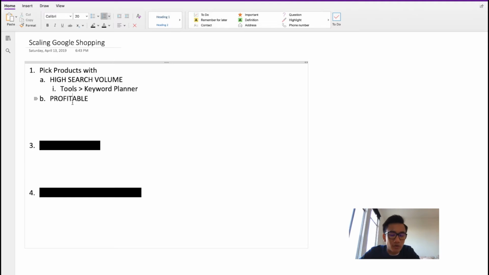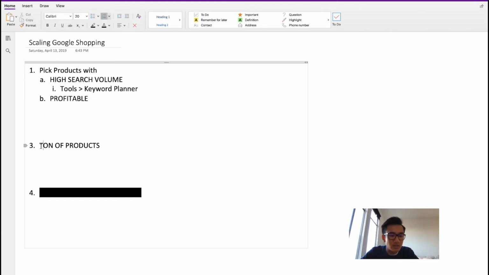Secondly, the product has to be profitable. A lot of the times you go to Google Shopping and you search up fidget spinner. The fidget spinner is going to cost like $4, and on AliExpress it's going to be, for example, say $3. There's going to be ad costs, and that's not going to be profitable. So you only want to pick products with profit margin. That is also highly important. So that is number 1, finding products with high search volume as well as having a profitable margin, ideally over $10 in profit margin.